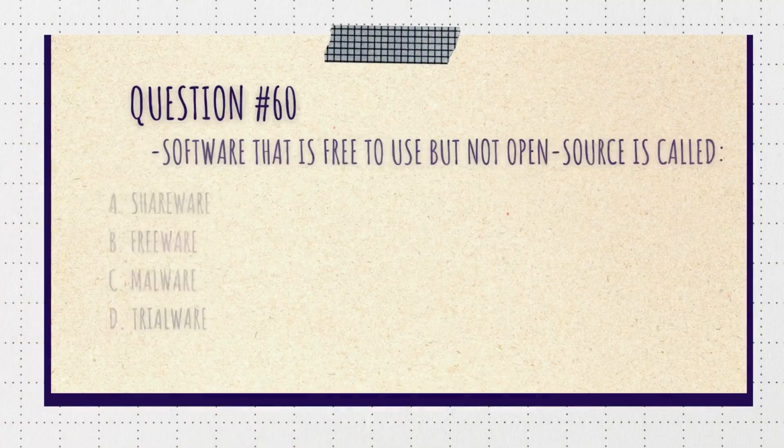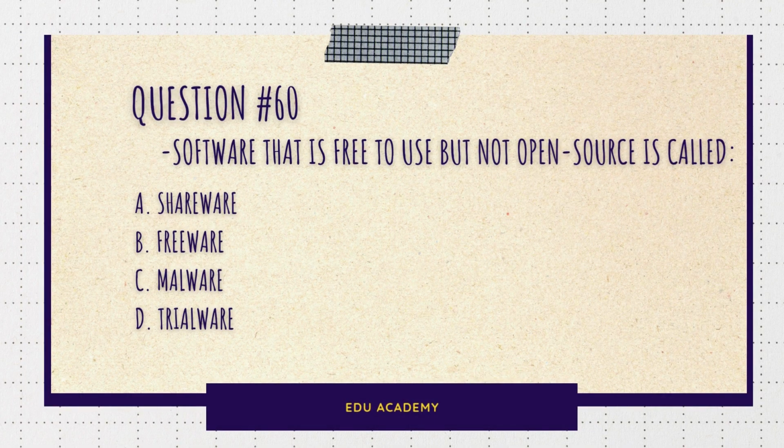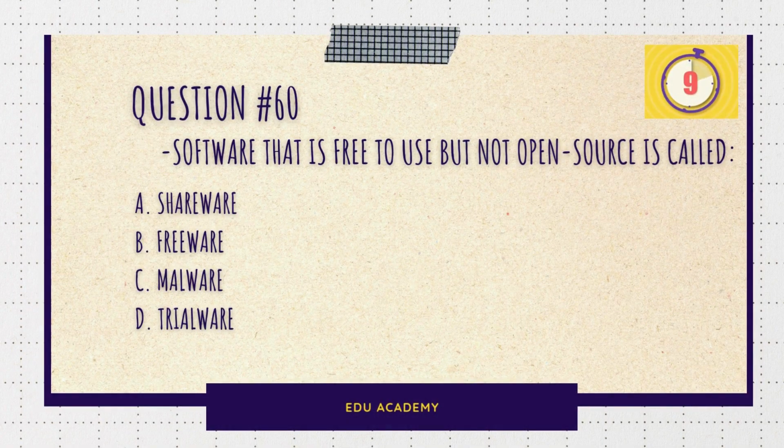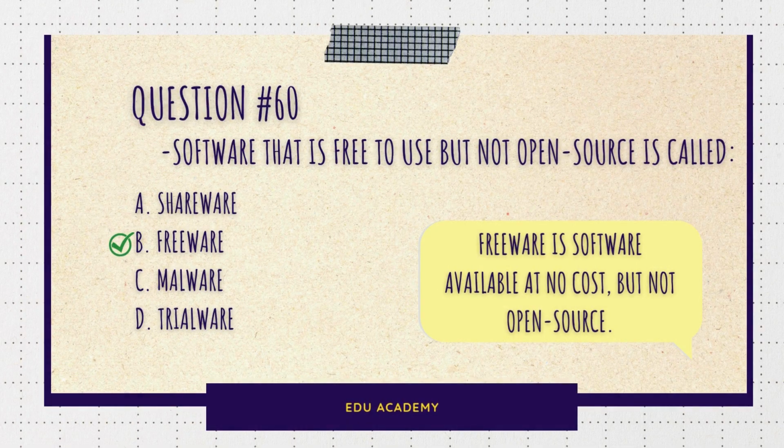Question 60. Software that is free to use but not open source is called A. Shareware. B. Freeware. C. Malware. D. Trialware. You have 10 seconds. Time's up. Answer B. Freeware. Freeware is available at no cost, but its source code is not publicly available.